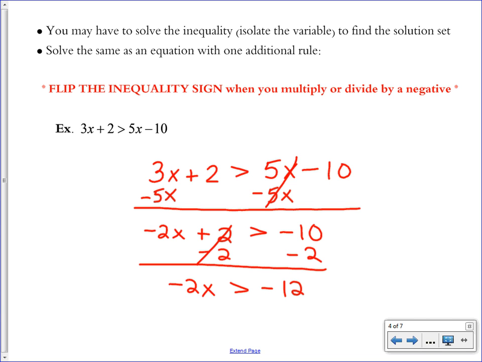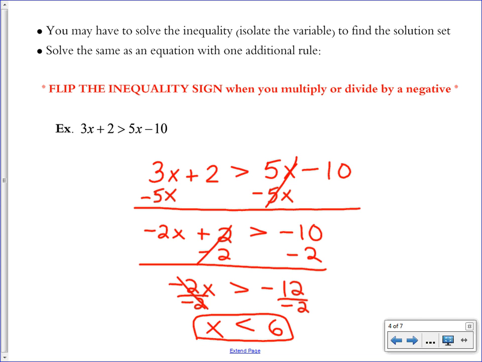And at this point, I need to divide by negative 2 on both sides to isolate the x. When you divide by a negative in an inequality, you must flip the inequality symbol. So what is currently a greater than sign will be a less than sign in my final answer. Negative 2 divided by negative 2 is 1. Bring down the x. Flip the sign, and negative 12 divided by negative 2 is positive 6. So this is the final answer.